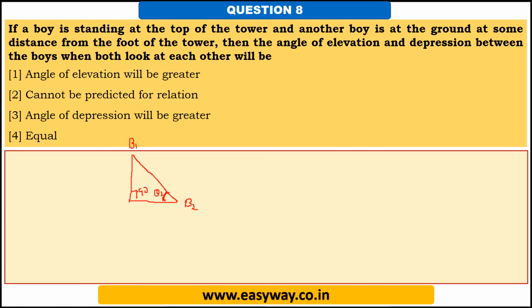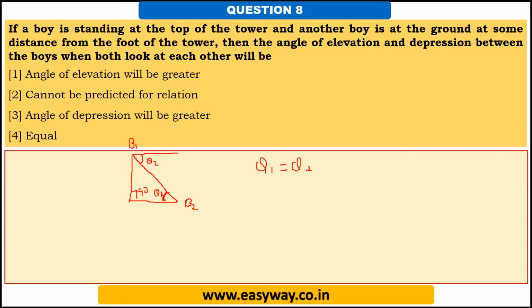When the person at the ground looks at the upward side, that means angle of elevation, and when the person at the top is looking downward, that means angle of depression. So angle of depression will be this part, okay. Let us say this is theta 1 and this is theta 2. In any case, angle of depression and angle of elevation will be equal, that is theta 1 is equal to theta 2. Now why will it be equal?